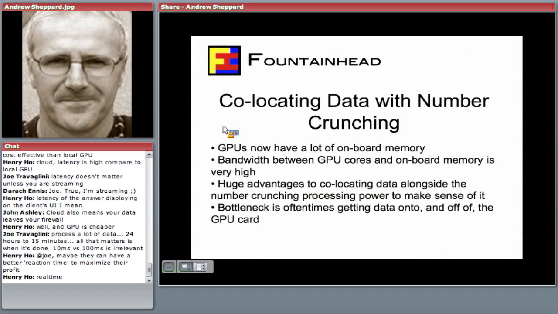I think I've already touched upon the fact that these cards now have quite a large amount of memory on board, and the memory is very fast to exchange data with the processing units.